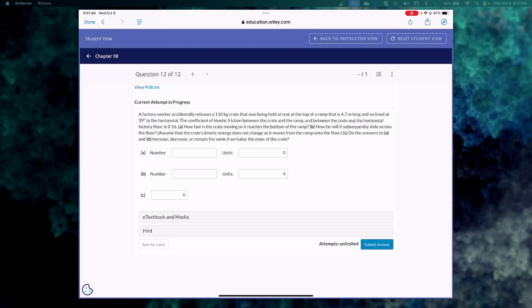Okay, coefficient, how fast is the crate moving? How far will it slide? Do the answers, okay, all right.